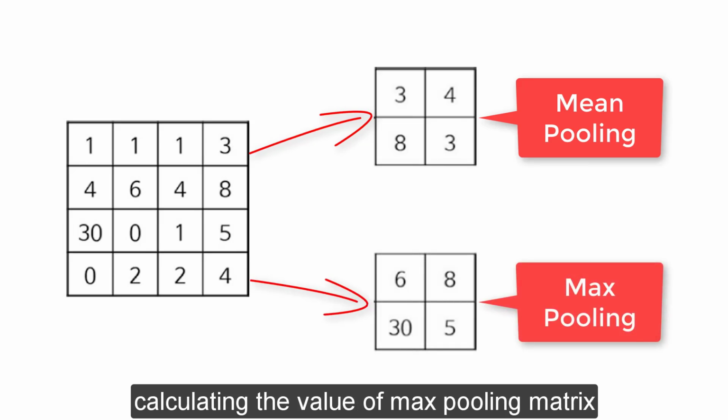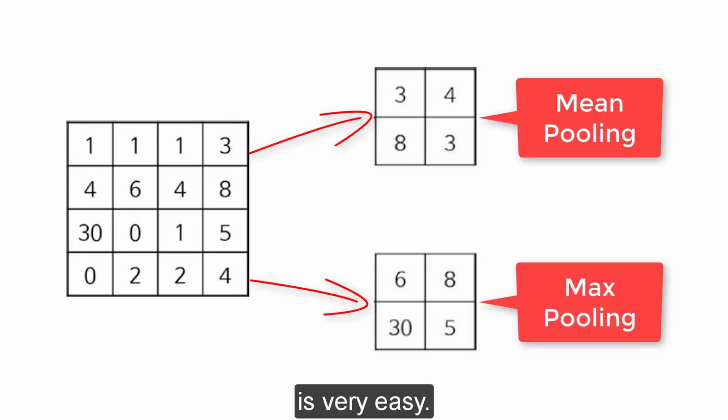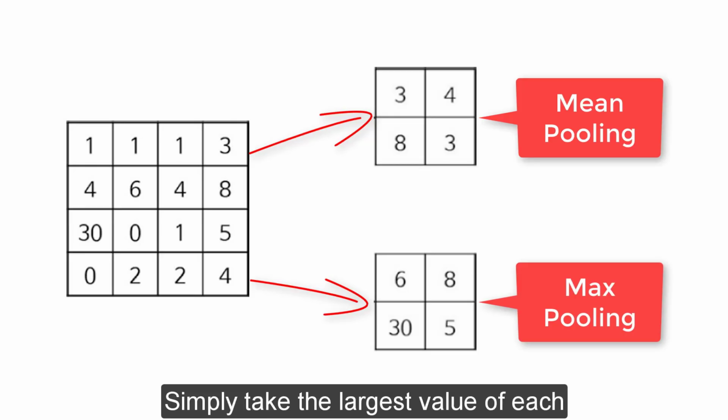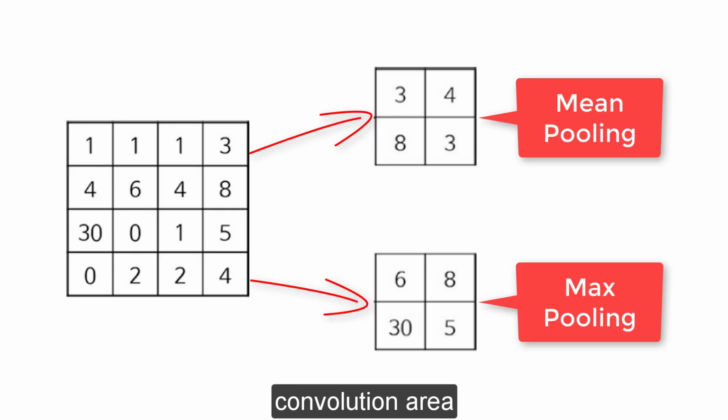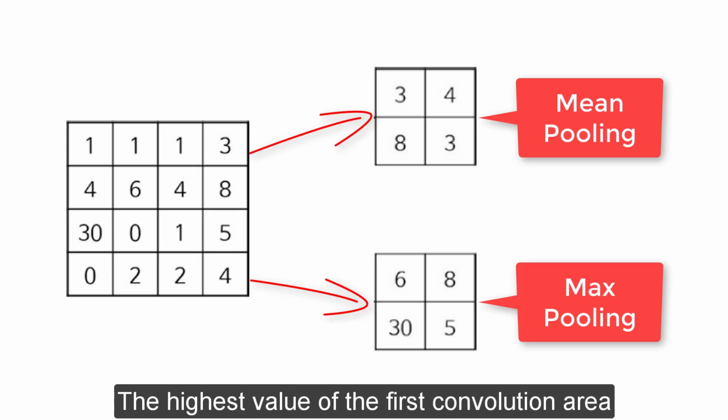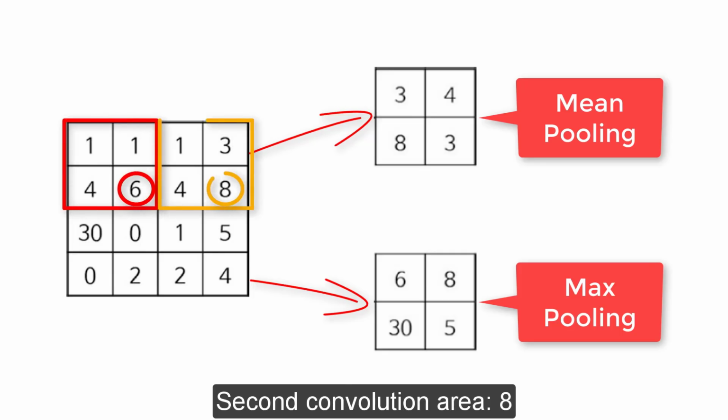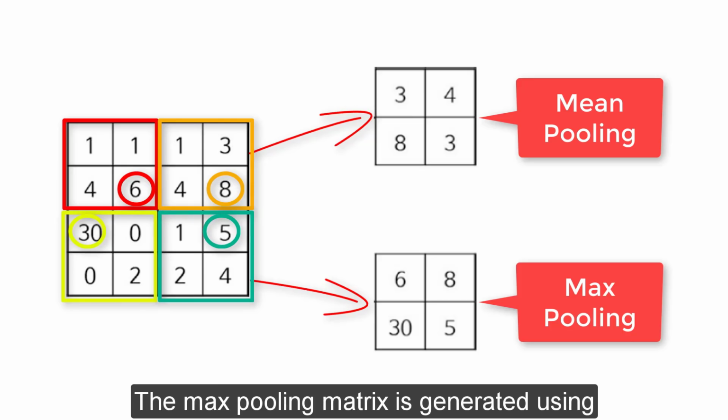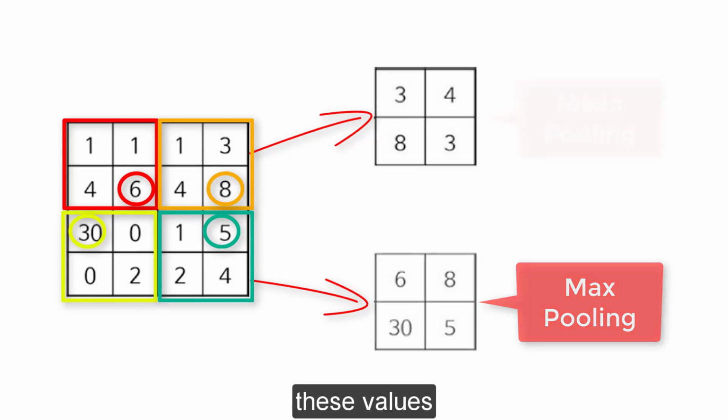Calculating the value of max pooling matrix is very easy. Simply take the largest value of each convolution area and form the matrix. The highest value of the first convolution area is 6, second convolution area 8, third convolution area 30, and fourth convolution area 5. The max pooling matrix is generated using these values.